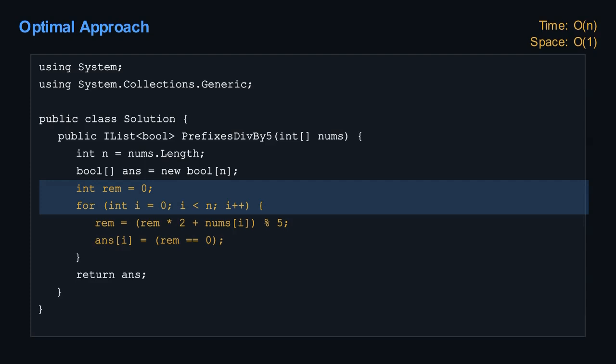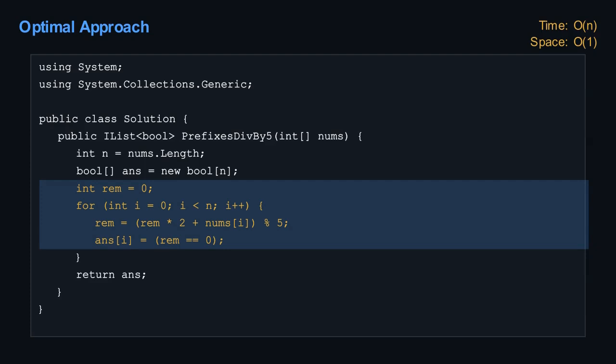To find its remainder when divided by 5, we can apply the modulo operation at each step. So, the new remainder will be the remainder of current remainder times 2 plus current bit, when divided by 5. We initialize our running remainder to 0, representing an empty prefix. Then, for each number in the input array, we update our running remainder using this formula and store whether the current remainder is 0 in our result array. This keeps all intermediate calculations small and prevents overflow.